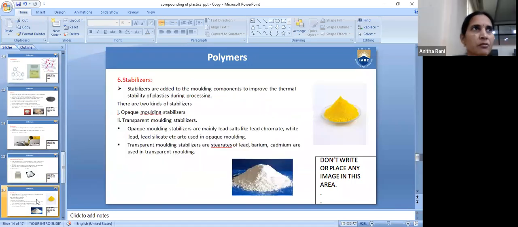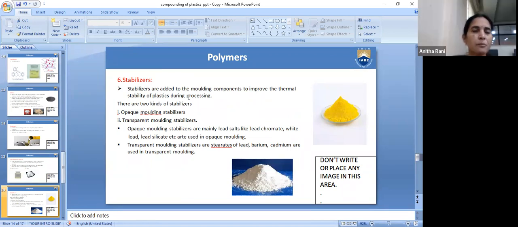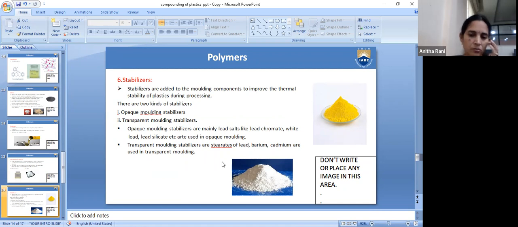Okay, stabilizers functioning: to improve the thermal stability of plastics. Examples: lead chromate, white lead. Two more examples.